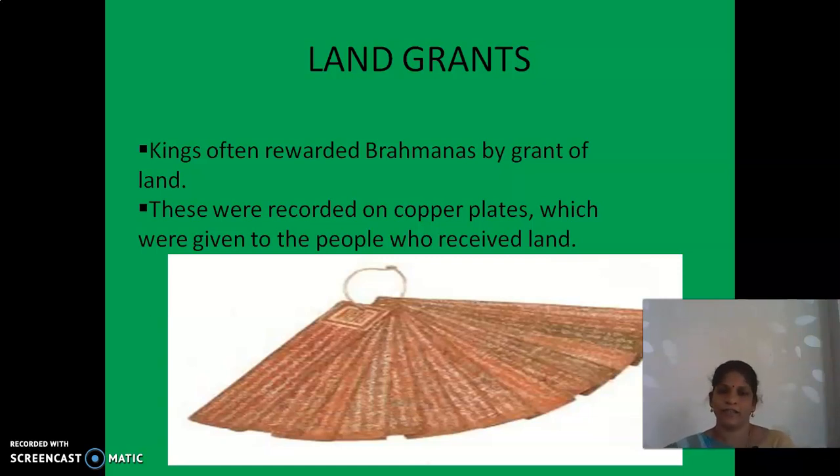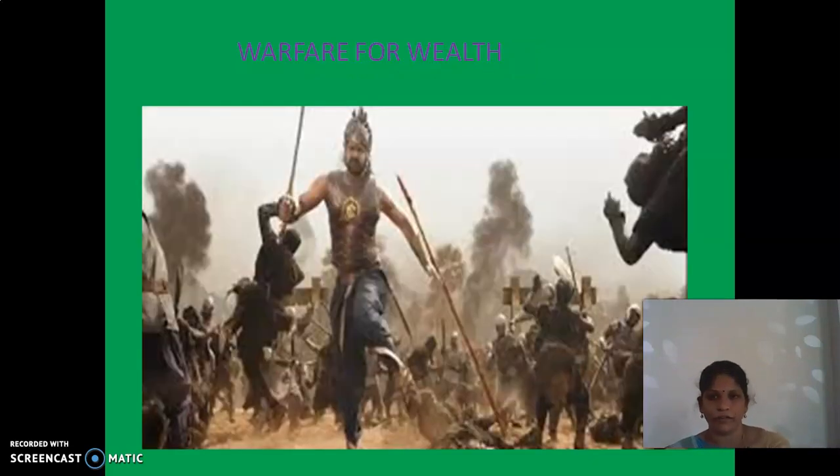Then we saw the Prashasti and land grants. Prashasti means a Sanskrit poem written by Brahmanas to praise kings. For that they got land grants that were recorded on copper plates. Then warfare for wealth. They fought wars to take wealth.